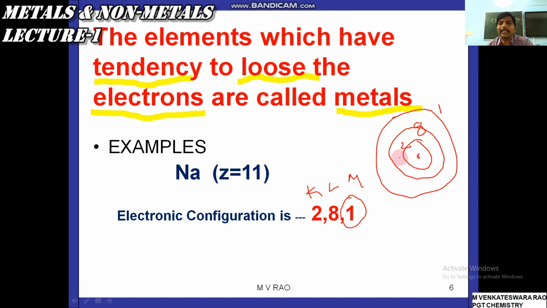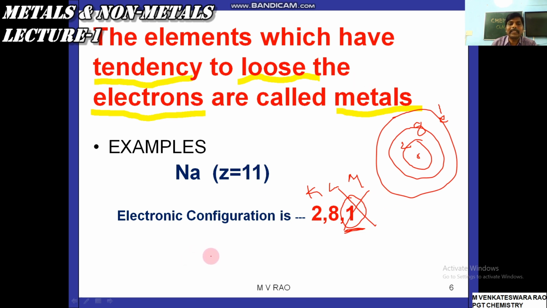So how many electrons are there in the valence shell of sodium? In the valence shell of sodium, only 1 electron is there. You know, in valence shell, if 8 electrons are there, only then that element is stable. So to get 8 electrons, what will this sodium do? Sodium will lose this valence electron. Sodium is ready to lose that valence electron.